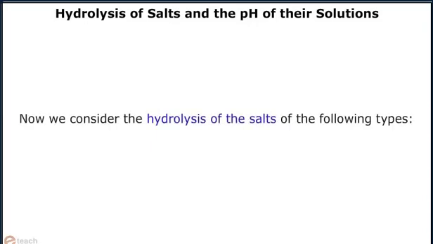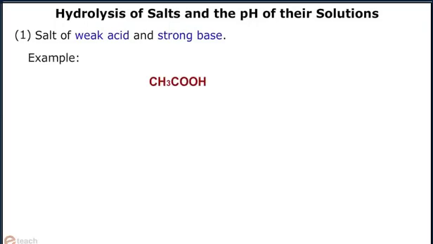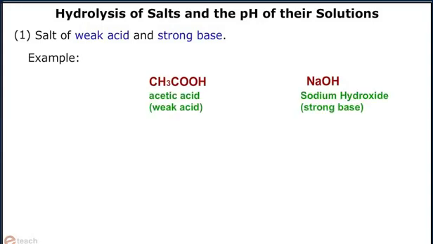Now we consider the hydrolysis of the salt of the following types. The first one is the salt of weak acid and strong base. For example, the mixture of CH3COOH, which is weak acid, and NaOH, which is strong base.